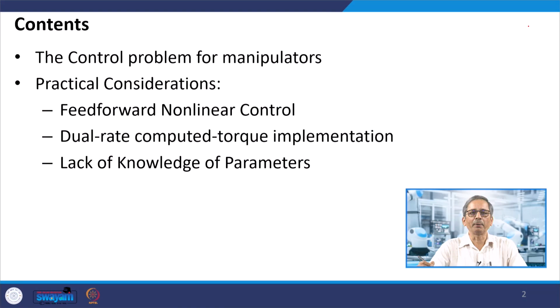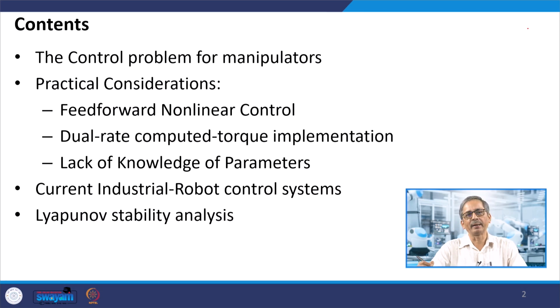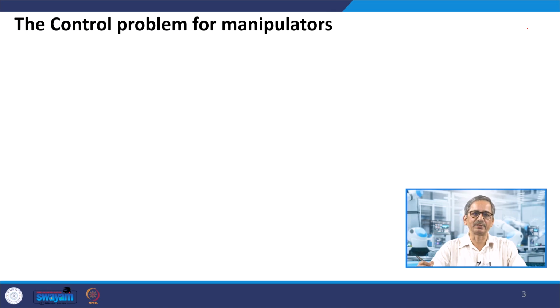So this is how today's presentation has been organized. Initially I'll be talking about the control problem for manipulators, followed by what practical considerations we should have in mind, such as feed-forward nonlinear control, dual rate computed torque implementation, and lack of knowledge of the manipulator parameters. Then we'll look at the current industrial robot control systems, followed by Lyapunov stability analysis.